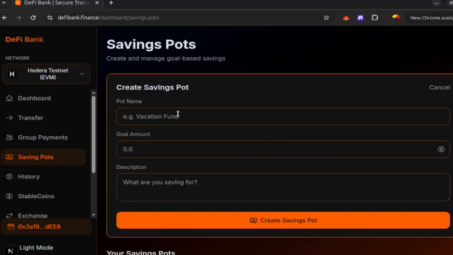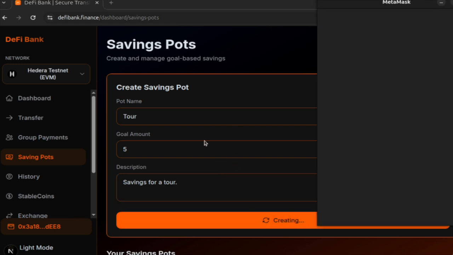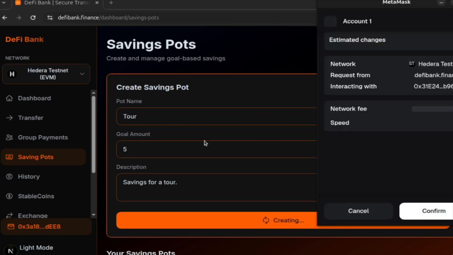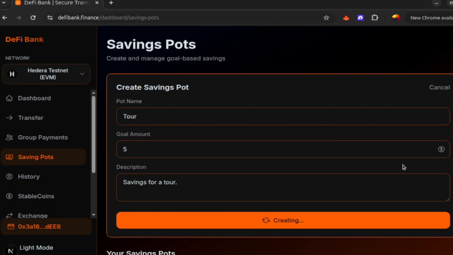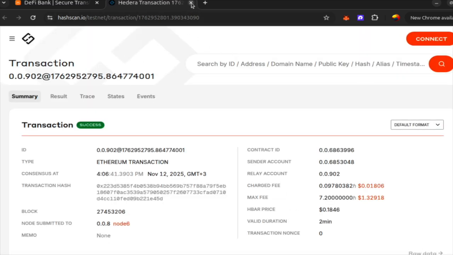Let's create a savings pot where you can create different savings pots for different functions. Here we are saving for a tour. Transaction confirmed successfully on HashScan.